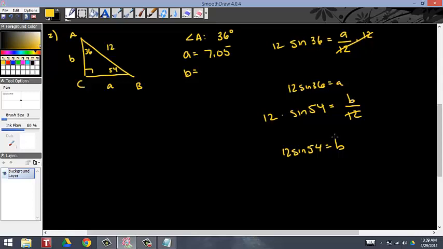That's law of sines. Yes, you can do that. Yeah, Chris. Max. Because I'm trying to get B by itself. So now I have sine 54 times 12. So I get 9.71 about. And that's all you need to do for these problems right here.